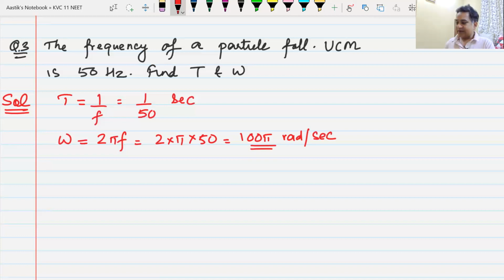So these are your answers. So these are the type of questions that come in uniform circular motion. They give you one thing. They might give you frequency. They might give you the time period. And then you might have to find out the other quantities. If you know any one of the quantities, you should be able to find out the other two quantities. Do we understand this? Yes or no? Everyone got this? Shall we move ahead?